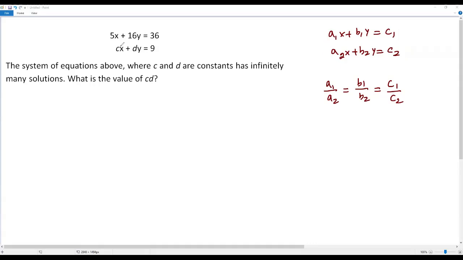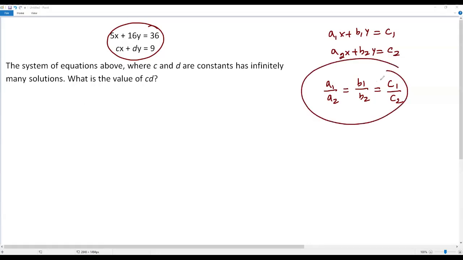Okay, here in our system, both the linear equations are in standard form because we have the x term and y term on one side of the equation and the constant on the other side in both equations. Now we can consider the information we have over here. That is, the given system of equations has infinitely many solutions. Since the given system of two linear equations has infinitely many solutions, the ratio of the coefficients of x, the ratio of the coefficients of y, and the ratio of the constant terms must be equal, as I explained.